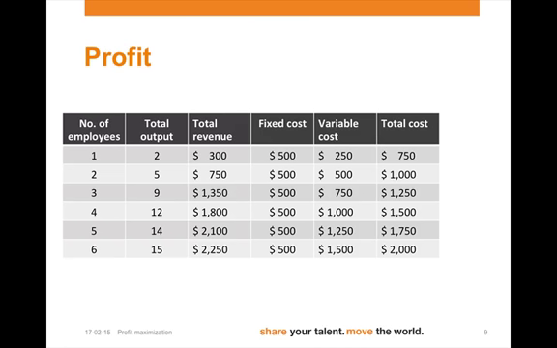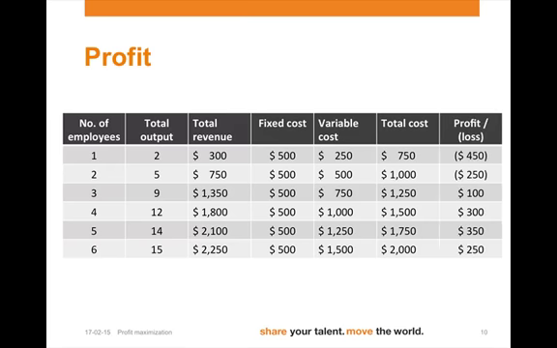The total cost is the fixed cost and the variable cost added together. So for example, with 6 employees, we'll have a total cost of 2000. How do we now determine profit or loss? By subtracting the total cost from total revenue. Between brackets, you will find a loss. So at an output of 2, with only 1 employee, the company will incur a loss of 450.